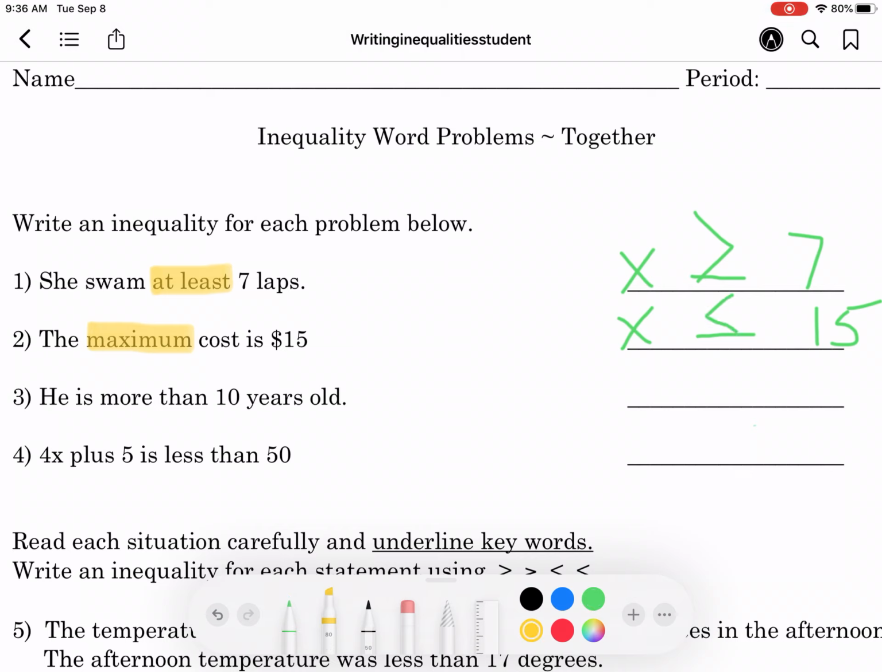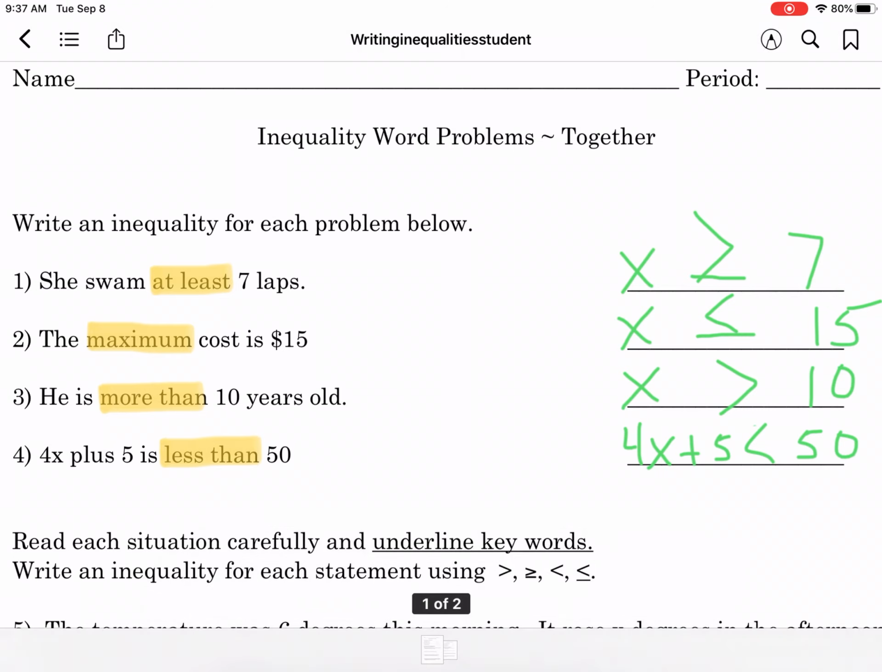All right. The second one, he is more than 10 years old. That phrase, more than, is going to tell us what to do. More than 10. He's not 10. He's more than 10. And the last one is like a 2-step. 4x plus 5 is less than 50. So we get right what you read. 4x plus 5 is less than 50. Okay? So those are the words that we use to solve those inequalities, and those are what told us.